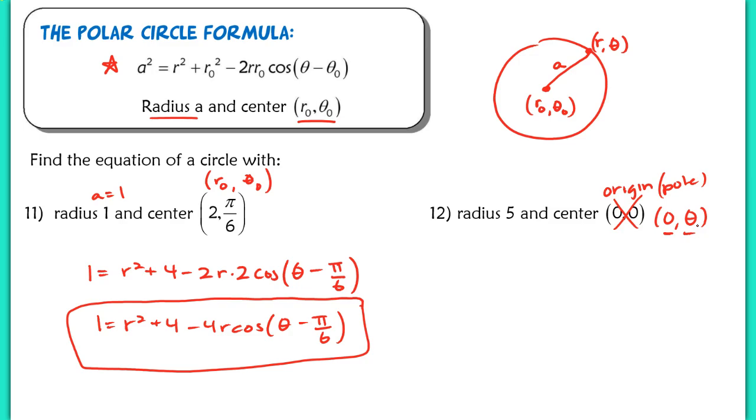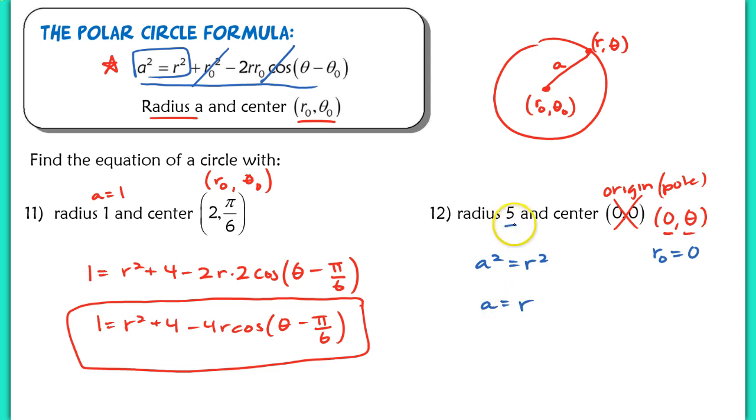Now this problem is on here to highlight the fact that you have a special case of the circle equation when you have a center at the origin. If our center is at the origin, then that means r sub 0 is 0. And in your circle equation here, if r sub 0 is 0, then that term drops. And this entire expression here also becomes 0 because we're multiplying by 0 in there. So for any circle with a center at the origin, the only terms that are left are a squared equals r squared, or equivalently, a equals r.